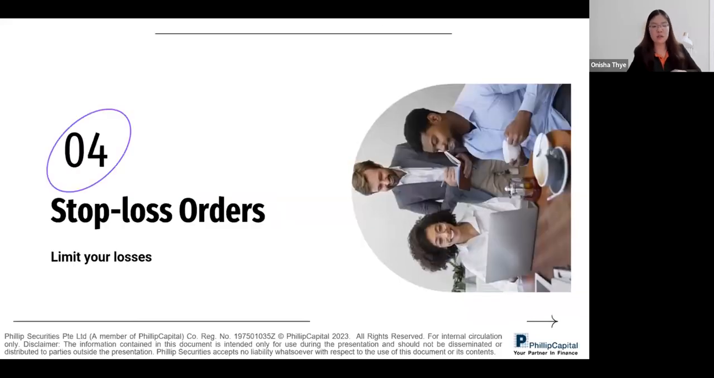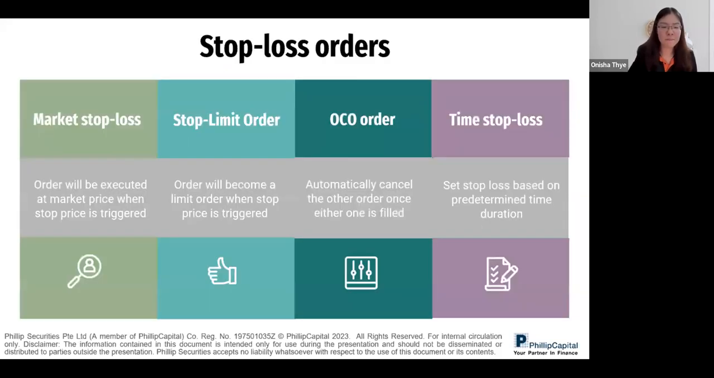Okay, so let's look into the stop loss order. We have different types of stop loss orders here. The most common is what we call a market stop loss. So this order will be executed at the market price when the stop price is triggered. Oh no, sorry, not when the stop price is triggered. This market stop loss will be executed at the market price.